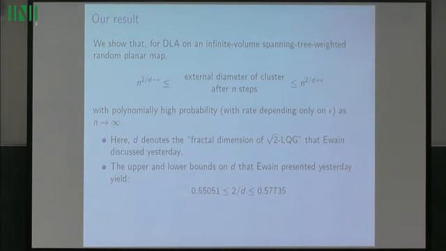And of course, if we believe Ewain's semi-joking, semi-possibly serious conjecture for the value of d_gamma for general gamma, then of course we have an exact value for this external diameter.